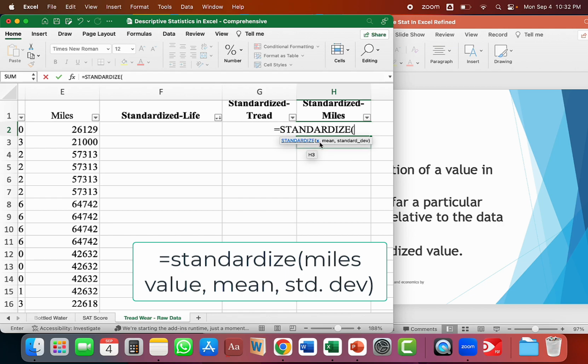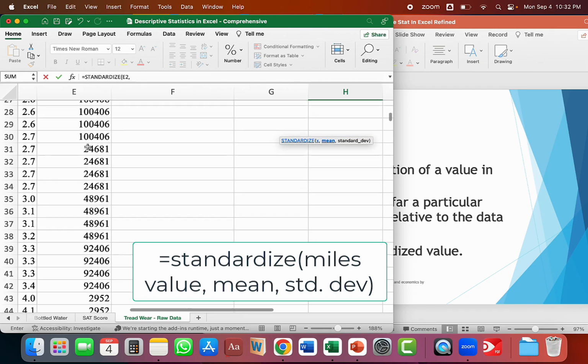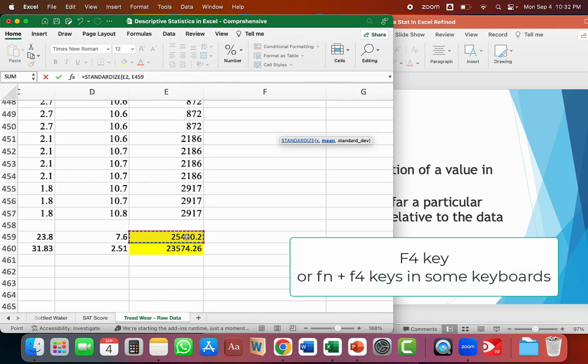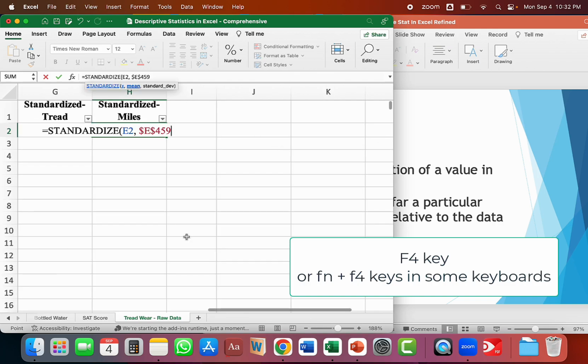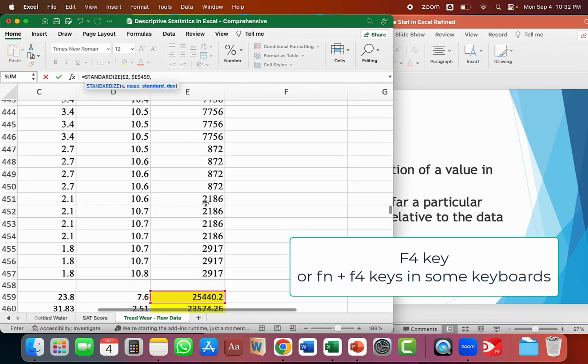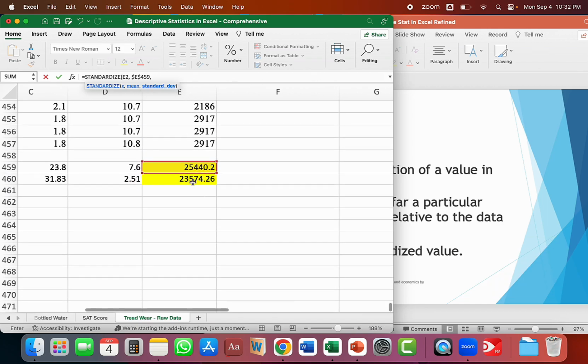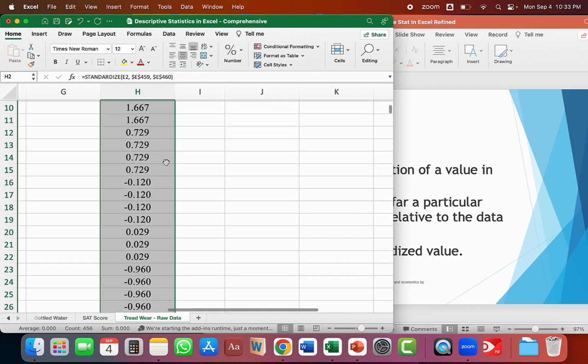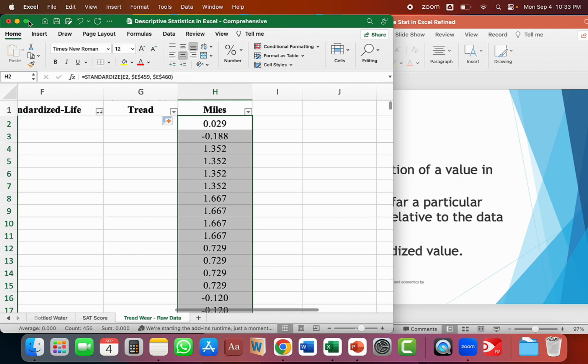and then you see in the suggestion it shows x value, which means this value, miles, and then the mean is given at the bottom. So when you select mean, make sure you also press the F4 key to lock it, to make it absolute, because in the next step we'll be dragging this, so we want to lock this value so that it doesn't change. Standard deviation is also given at the bottom of the column. Now if I drag it down, I have all these values here.